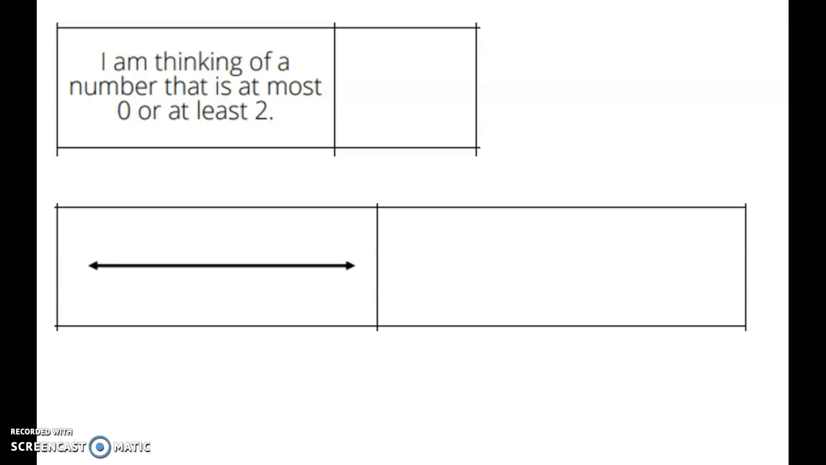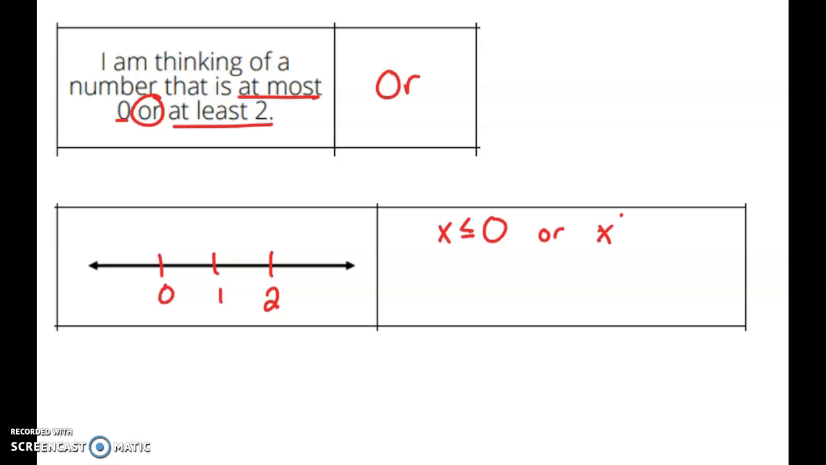It says, I am thinking of a number that is at most 0 or at least 2. So it's definitely an or. So now we know it's going from 0 to 2. So I'm just going to put my number line. So at most 0, all right, so that means it could be 0 or less. So that tells me less than or equal to. When it says at most 0, that means it could be 0 or less. At least 2 means it should be 2 or more, so greater than or equal to 2.